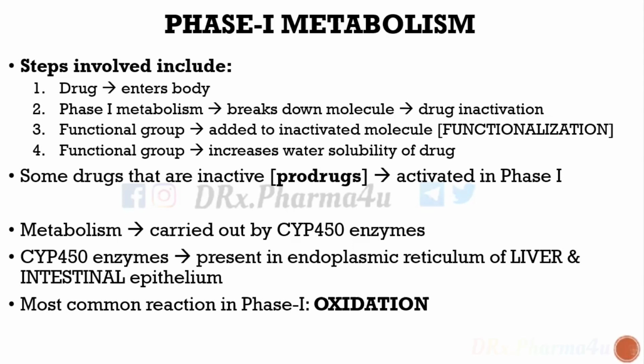The metabolism is usually carried out by cytochrome P450 enzymes, and cytochrome P450 enzymes are present in the endoplasmic reticulum of the liver and intestinal epithelium. The most common reaction that occurs in phase 1 is known as oxidation. There are different kinds of phase 1 reactions, but the most common is the oxidation reaction.